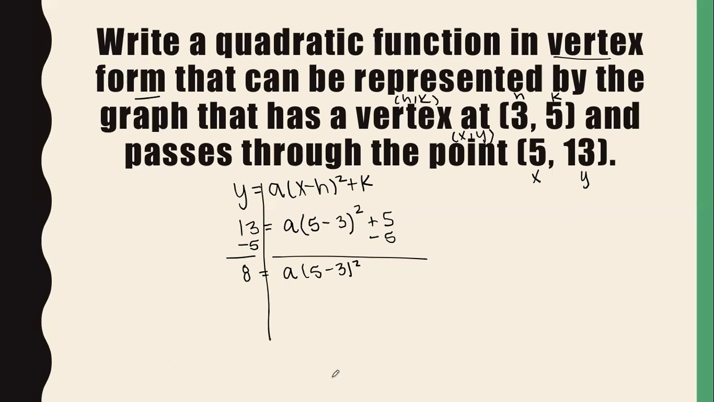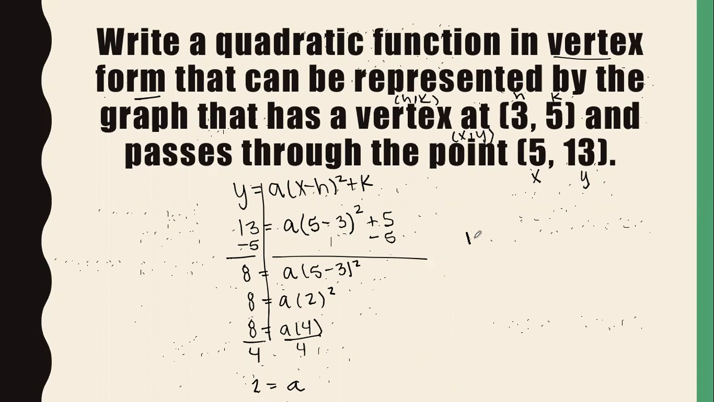Okay, then I can just go ahead and simplify the stuff in the parentheses. 5 minus 3 will give me 2. So 8 equals a(2) squared. 2 squared is 4, so this will be 8 equals a(4). I want a, and a is multiplied by 4, so I have to divide both sides by 4. That would give me 2 equals a. For the people who went ahead, did y'all get 2 equals a? Good job.